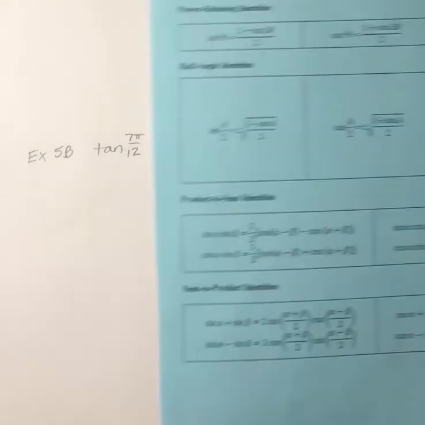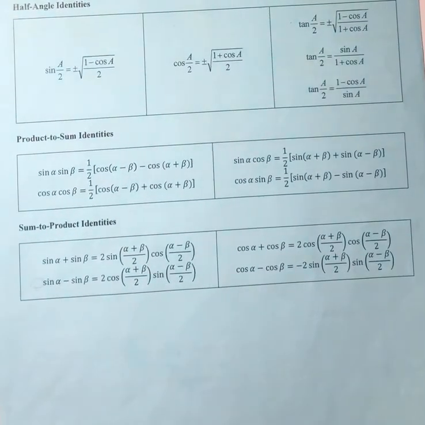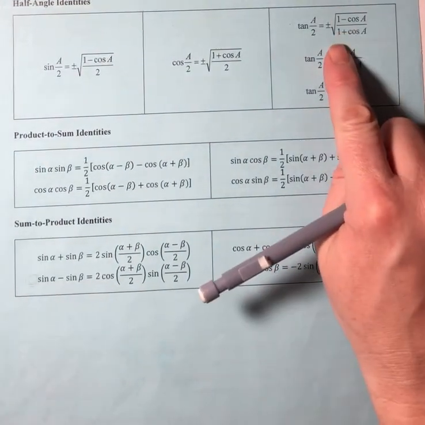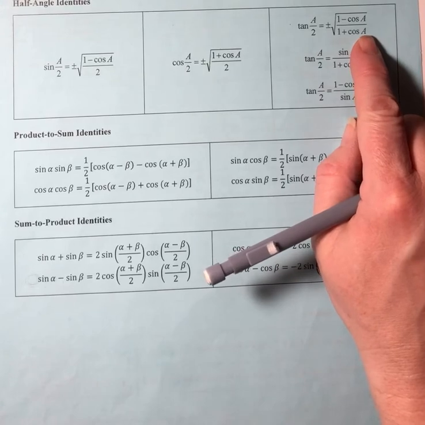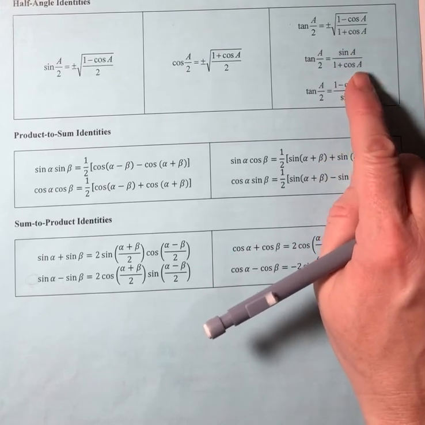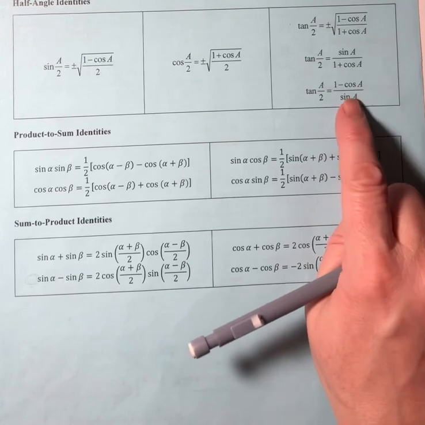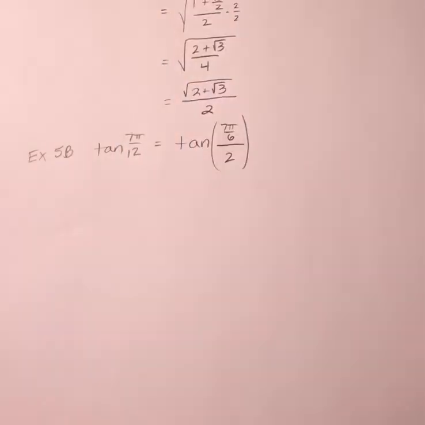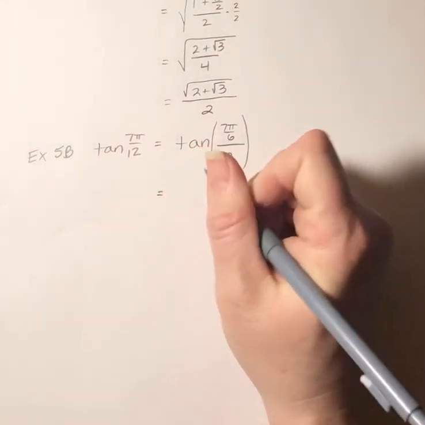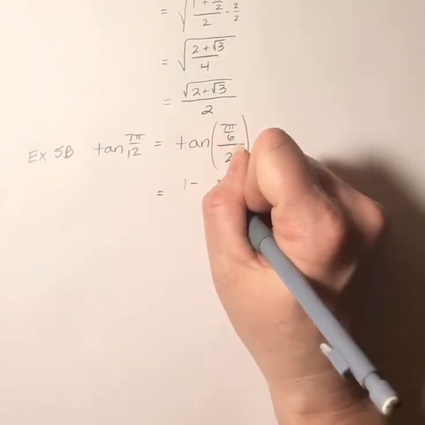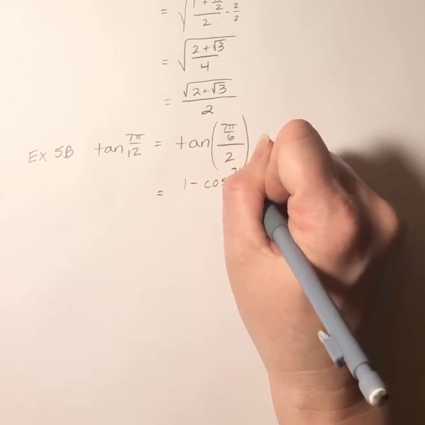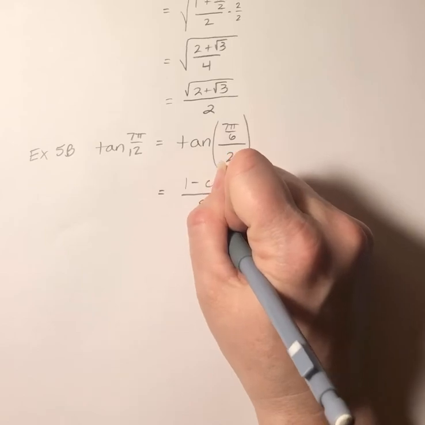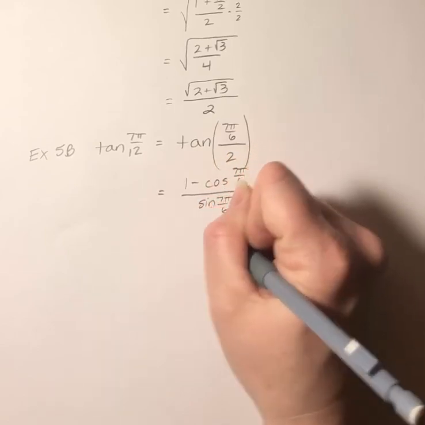Tangent, I have 3 choices. For tangent, I have all 3 of these. I don't want to deal with the square root. And I don't want to deal with multiple things in the denominator. I like this one if I can use it best. So I'm going to use the last one here. So I've got 1 minus the cosine of 7 pi 6ths over the sine of 7 pi 6ths.